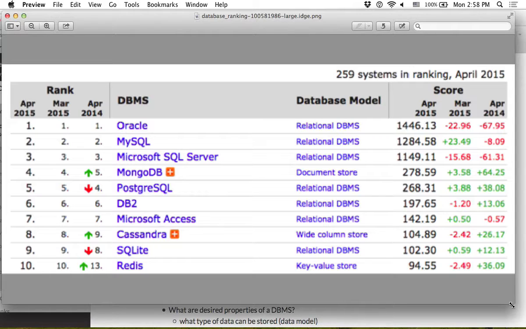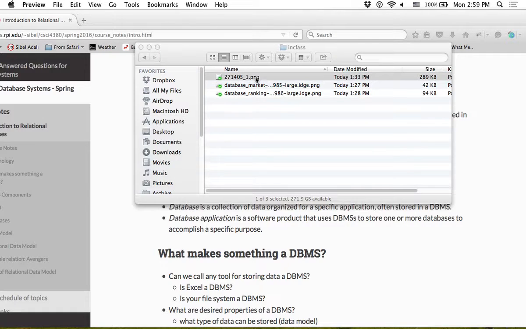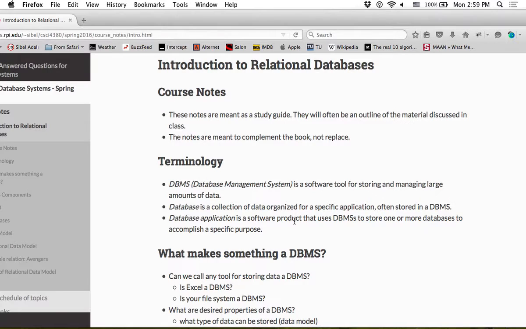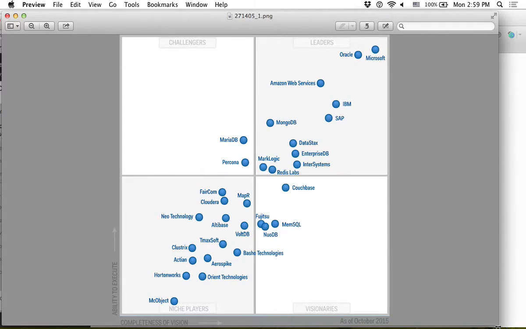So there are different models, but the relational data model is by far the most common. So this is what we're going to look at first, but then we're going to discuss the changes. And I'll show you one more. These are random pictures I found on the web, so we hope that they are actually true.